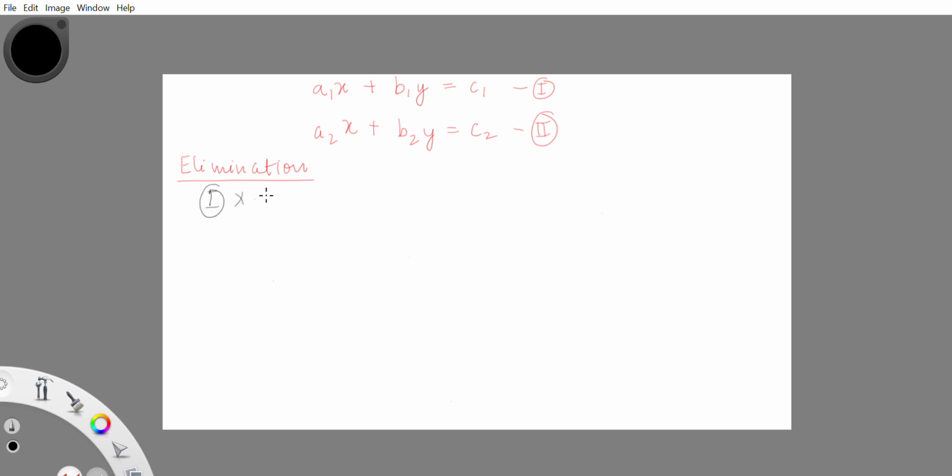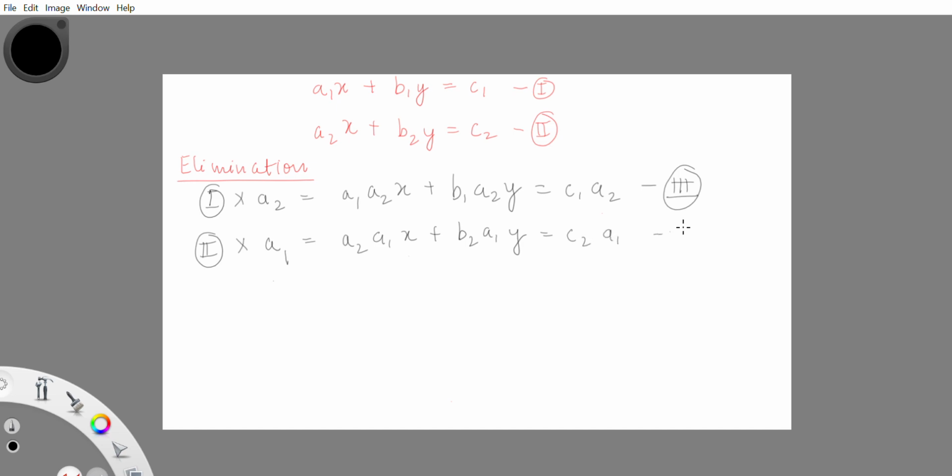Equation 1 times a2 gives me a1 a2x plus b1 a2y is equal to c1 a2. This is my equation number 3. Now equation number 2 multiplied by a1 gives a2 a1x plus b2 a1y is equal to c2 a1. This is my equation number 4. As you can see, these two particular coefficients are the same.